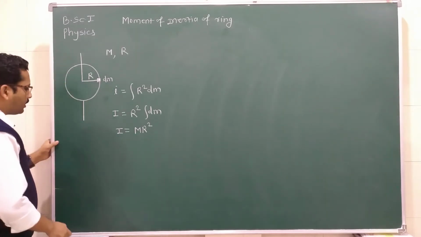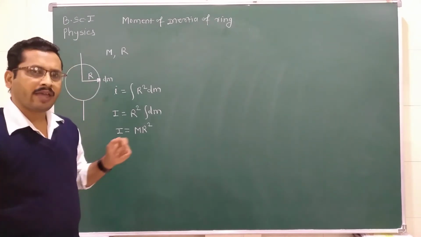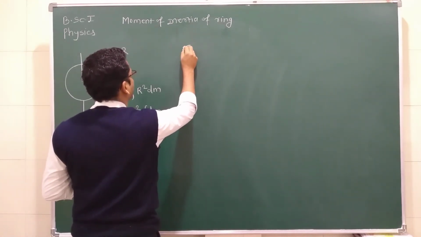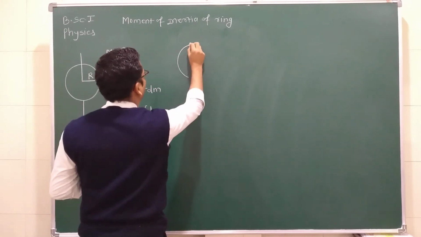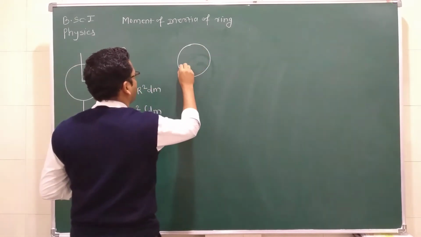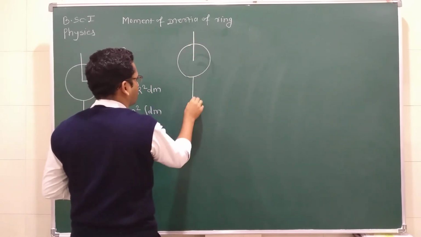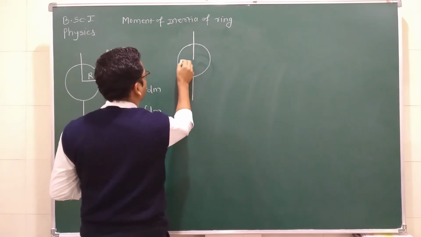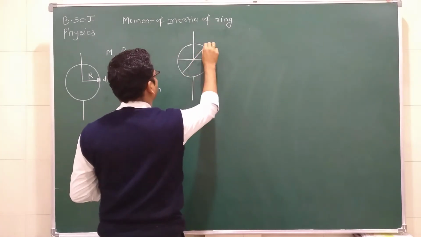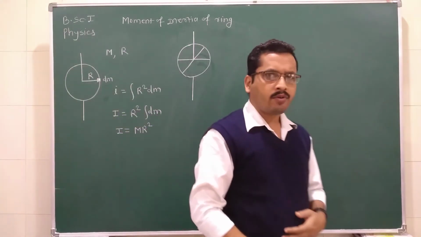Now, in another condition, if we are finding the moment of inertia of the ring but about the diameter, then we consider a ring of the same mass and same radius, but here we are considering the diameters. Okay, so this is the axis, this is one diameter and this is the second diameter. So we can write the moment of inertia of the ring about the diameter.